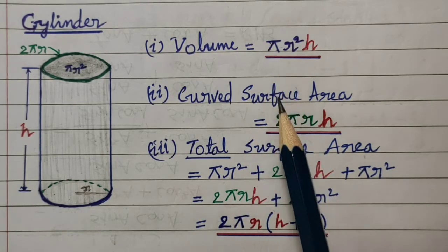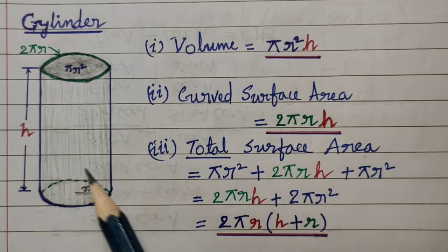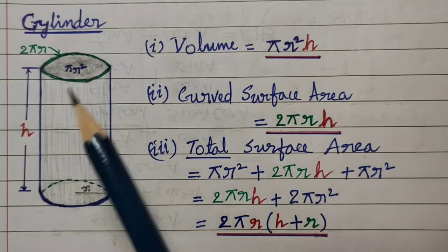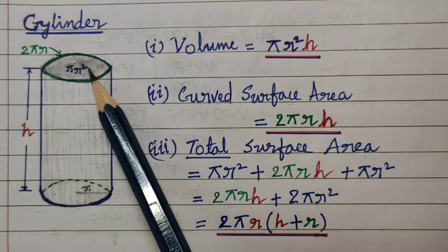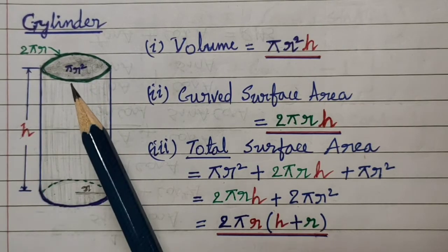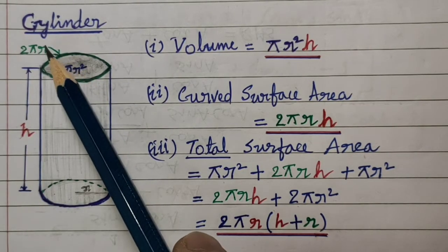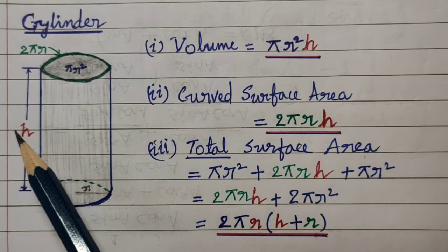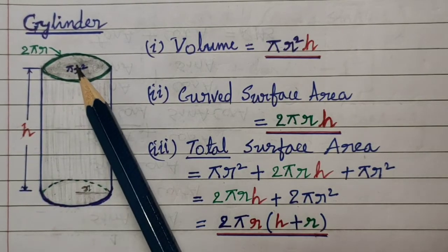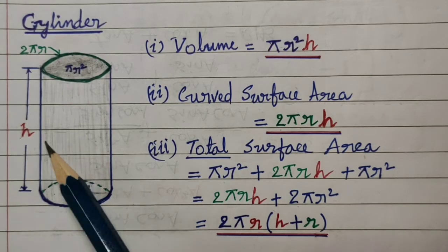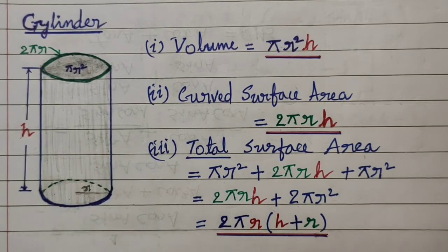These are the three important formulas related to this. First one, volume is equal to pi r square into h. The curved surface area is equal to 2 pi r into h. The total surface area is equal to pi r square plus 2 pi r h.